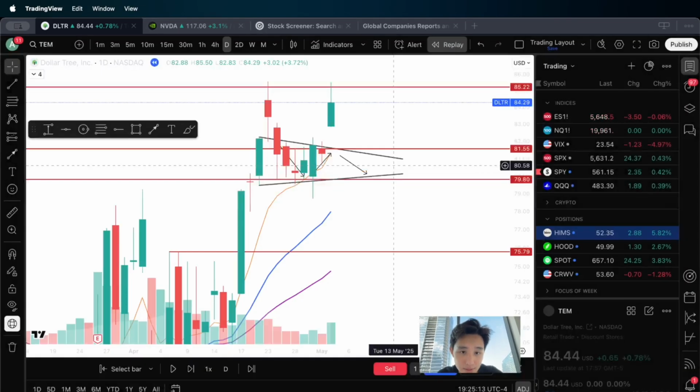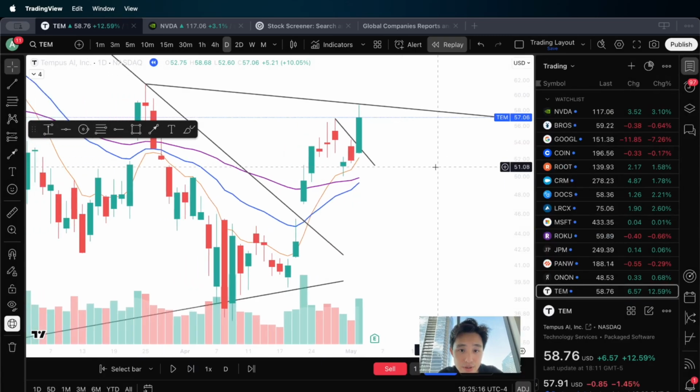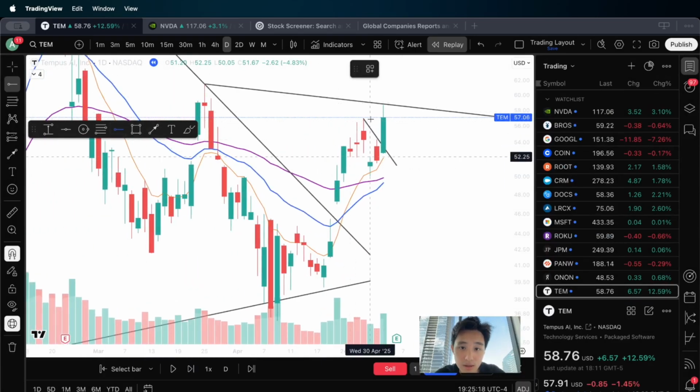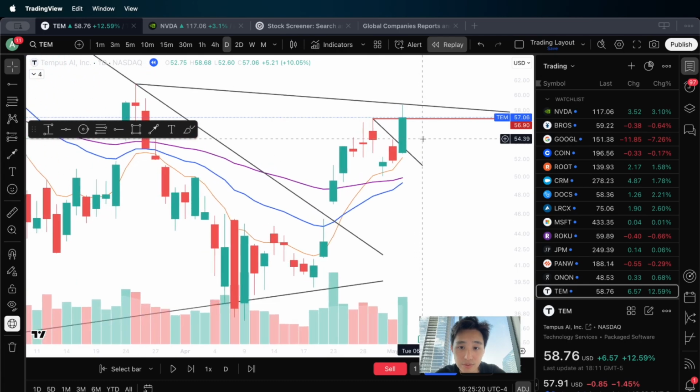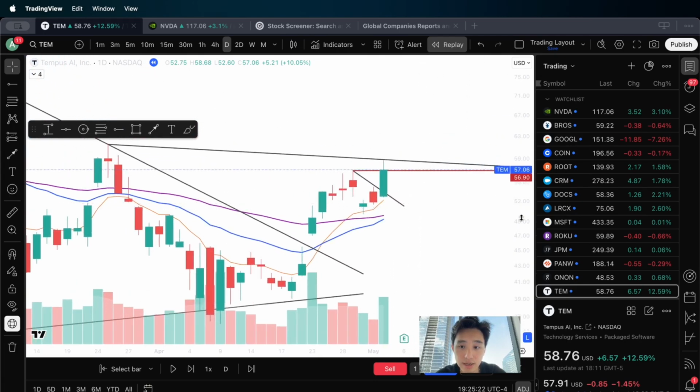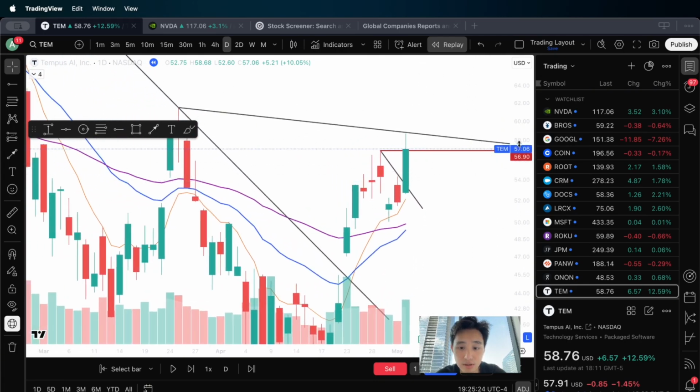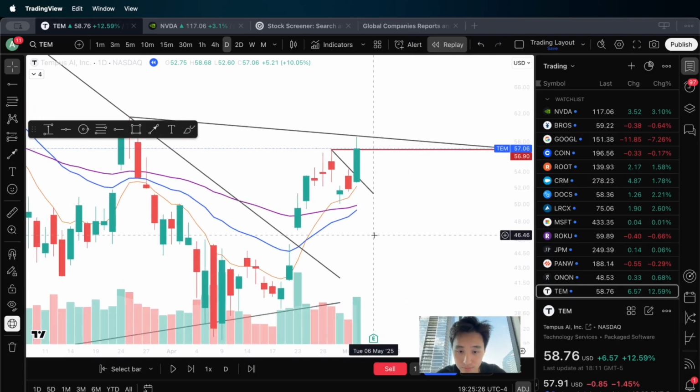And TEM does look really good for continuation. Above this level is really strong and actually closed right above it. It does have earnings soon, so unfortunately going to have to sit out for this one here.